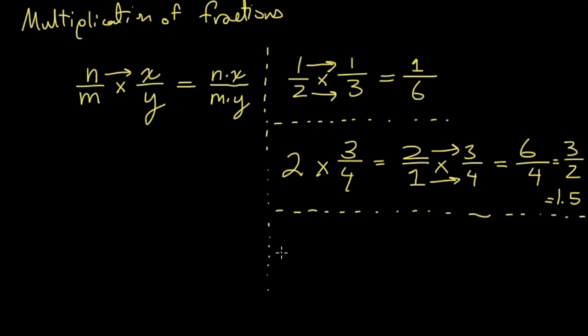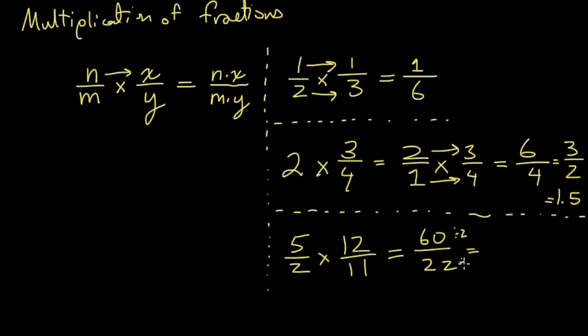So what if we had 5 over 2 times 12 over 11? I multiply the top, 5 times 12, which, if I'm not mistaken, gives us 60, over 2 times 11, which is 22. Here, since both numbers are even, I'll divide both of them by 2. So 60 divided by 2, and 22 divided by 2. Everything I do to the numerator, I have to do to the denominator. So here, 60 divided by 2 gives me 30, and 22 divided by 2 gives me 11.